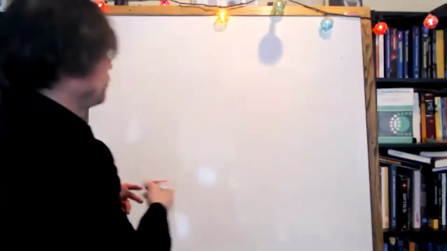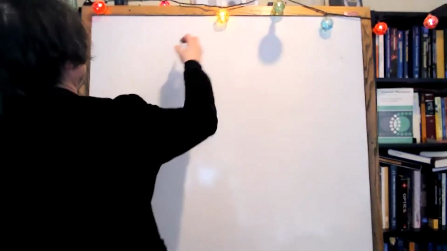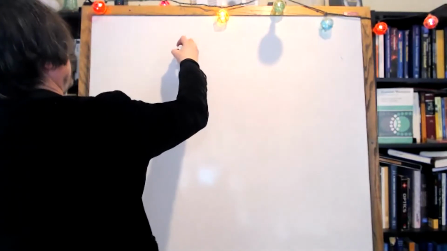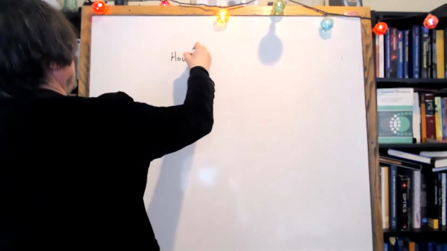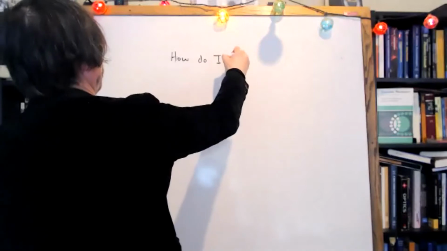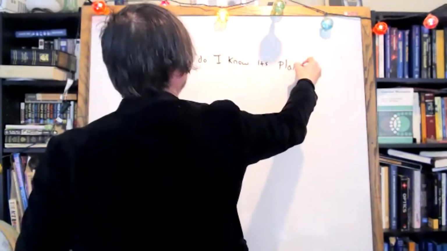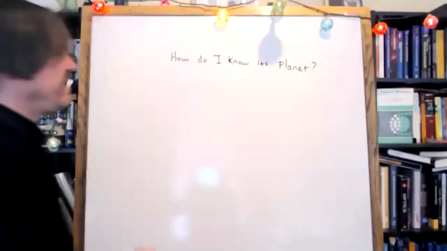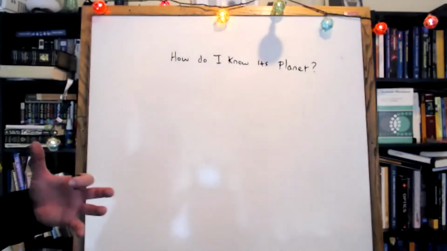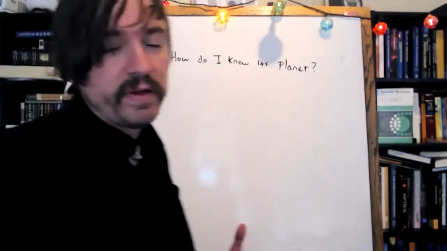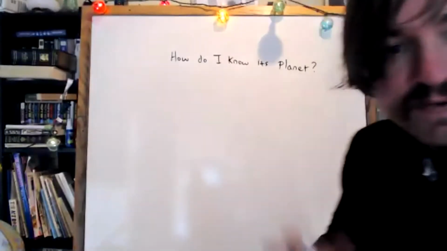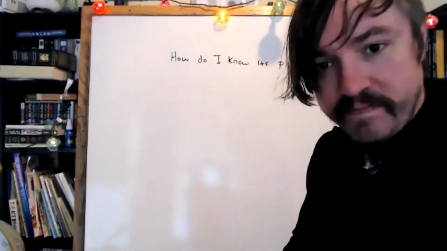So I want to quickly discuss with you, and I have to not get carried away here, the orbits of planets, but how do I know it's a planet? Because after all, when you look at planets with the naked eye, they just look like stars, right? Can you guys think of some ways you might tell the difference between a planet and a star?